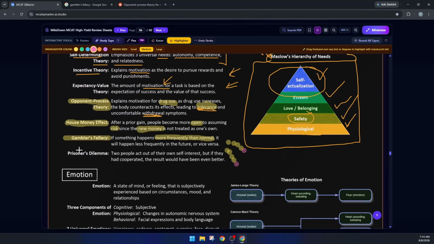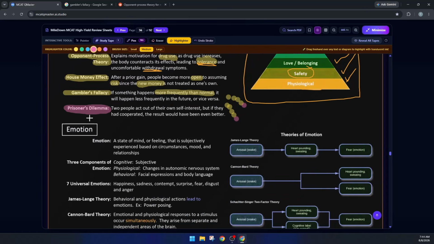All right. Now we're on prisoner's dilemma. Two people act out of their own self-interest, but if they had cooperated, the result would have been even better. We call it prisoner's dilemma. They probably found it with prisoners themselves or something like that. But basically, let's say you had 2 prisoners, and you told one prisoner, you can have your freedom in 2 years if you do 200 hours of community service. And then you had a prisoner B, and you told them they could be free with also the same amount. Okay, so that's their deal.